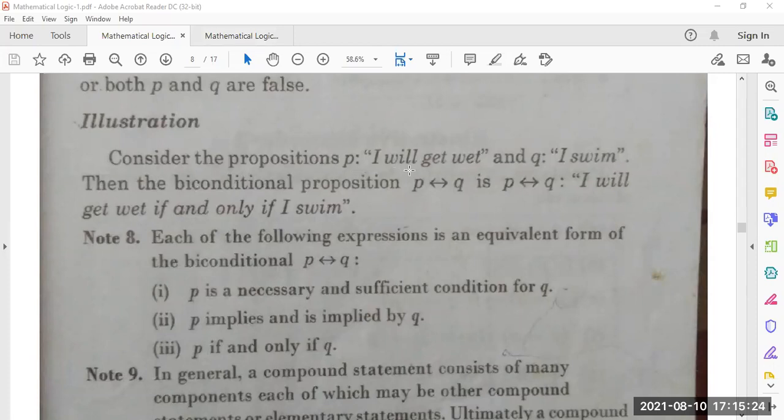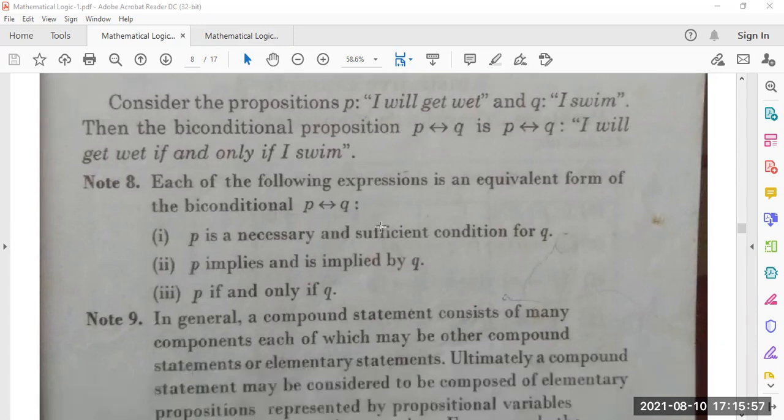Okay, consider the proposition P: I will get weight. Q is: I swim. Then the biconditional proposition P if and only if Q is: I will get weight if and only if I will swim. Clear?